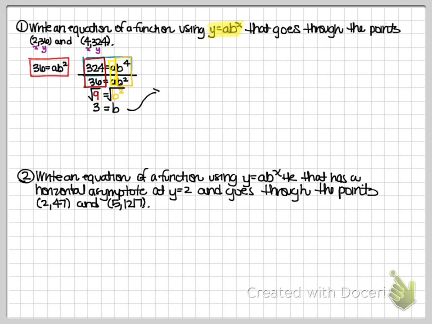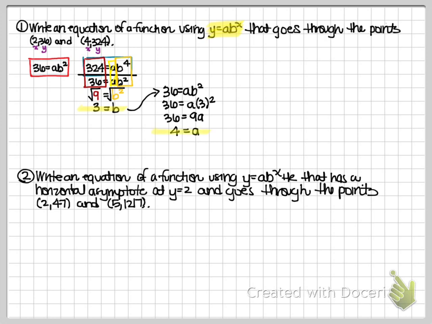So I'm going to plug it into one of my original equations, 36 is equal to AB squared. And then go ahead and plug in what you just found. So B is going to be 3. Simplify. It gives me 9A. If I divide, I think A is 4. So now I have everything that I need. I've got B is equal to 3 and A is equal to 4.